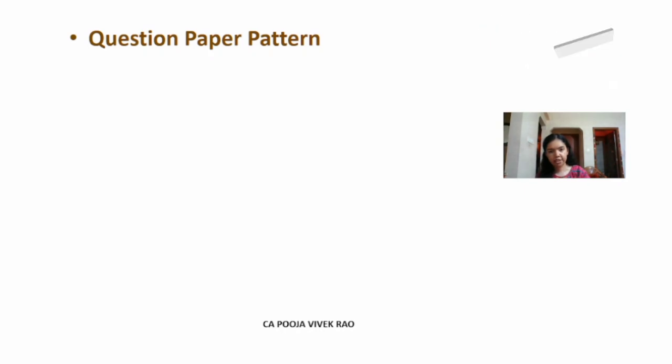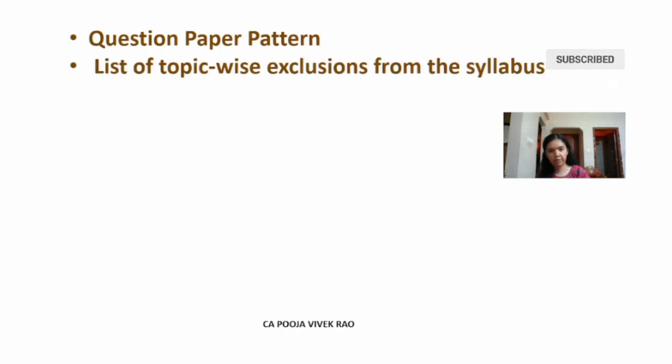The next point discussed in the webinar was the topic-wise exclusion from the syllabus. Some topics are excluded from the syllabus. So let's have a look at it. The first topic is Appendix B of Ind AS 16. Ind AS 16, property, plant and equipment, is there in the syllabus. But under this, Appendix B, that is stripping costs in the production phase of a surface mine, only this Appendix B is excluded from the syllabus.